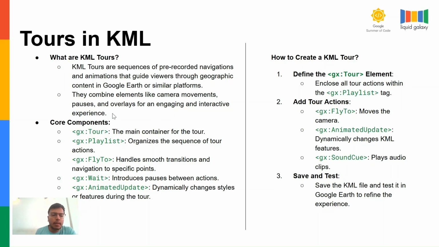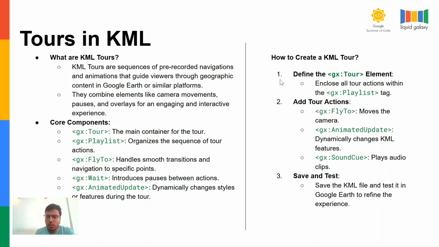So there are various core components of tours. Some of these are listed here. The tour is basically the main container. Playlist organizes the sequence of tour actions, like the places we're gonna go. That is going to come under the playlist tag. The fly to tag basically moves to specific position one after the other. It handles smooth transitions and navigation in specific points. One of the important tags inside fly to is the duration, which specifies under how many seconds we have to go from one location to the other. So the next thing is the wait, which introduces pauses between the actions, and animated update, which dynamically changes the styles or features during the tour.